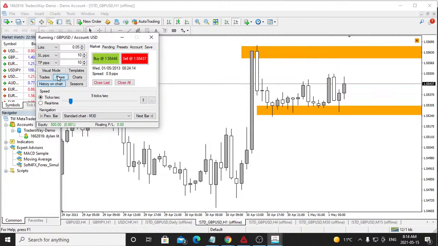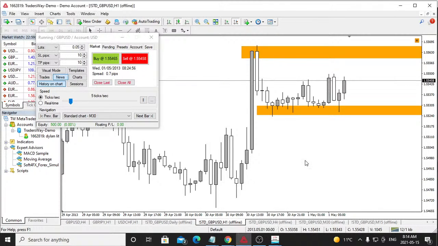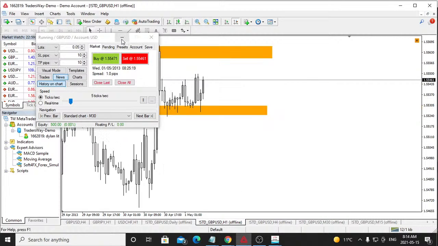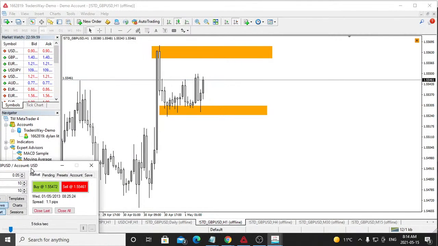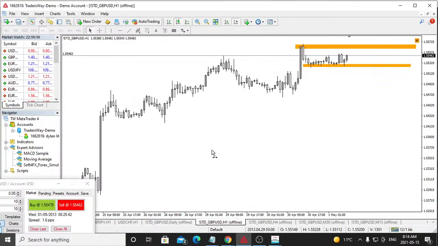5 more minutes. Let's check. We're going to stay tuned for those next 5 minutes and see where price is going to head. Kind of see what's going to go on here. Keep the time right here, and let's see what happens.